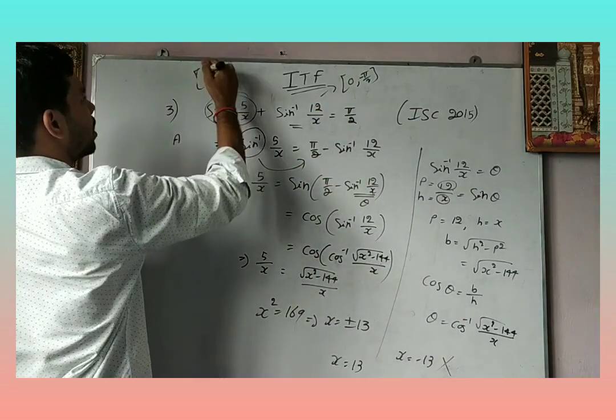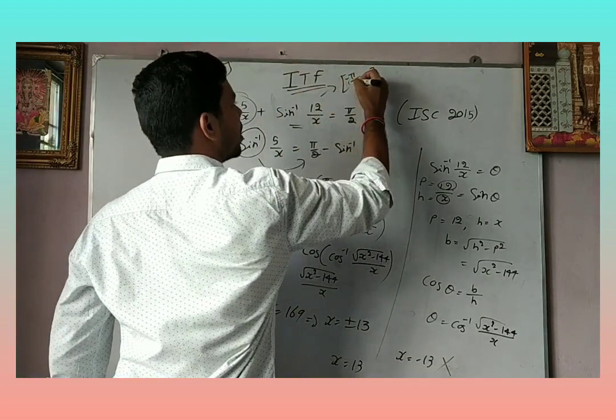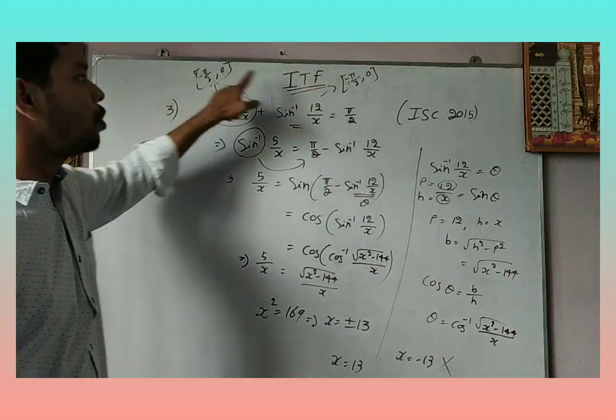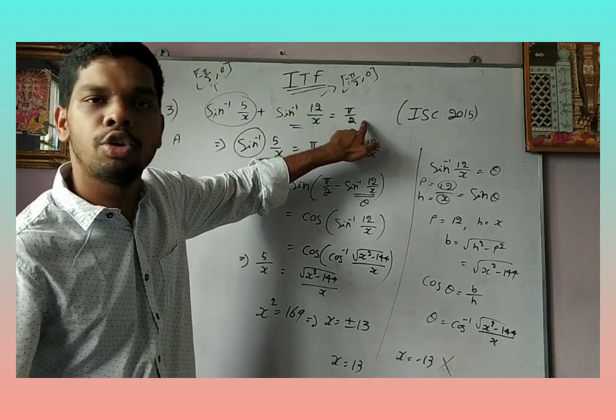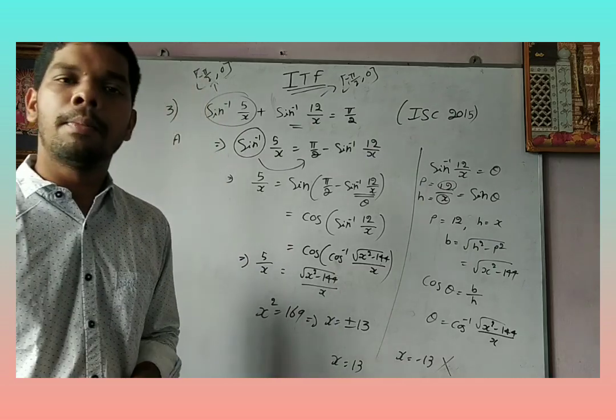Sorry, you have to write like this: minus pi by 2 to 0. And the addition of two negative angles is not equal to pi by 2. Hence we cannot take this negative value. We will take only the positive value.